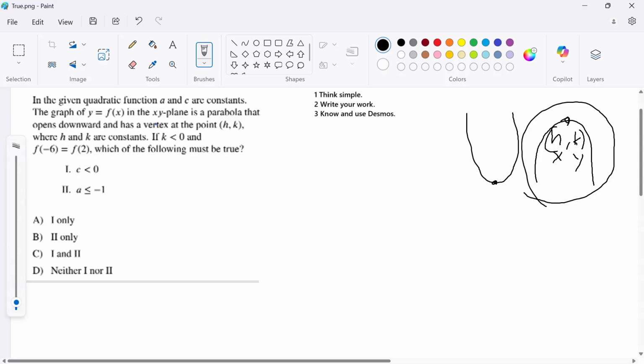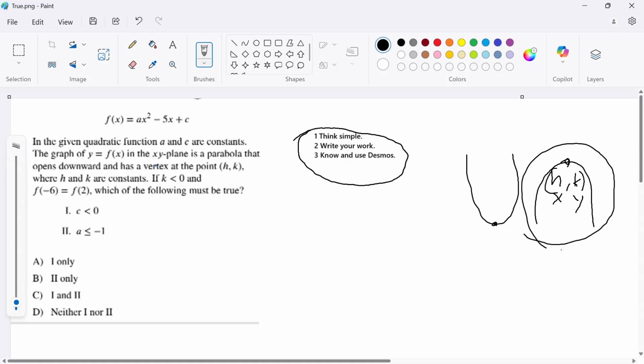I'm going to keep 3 fundamental rules of SAT math in mind. Rule number 1, think simple. Rule number 2, write your work. Rule number 3, know and use Desmos. So I'm going to look at this thing and think simple. I'm just going to plug in negative 6 and positive 2 for x and make them equal to each other.